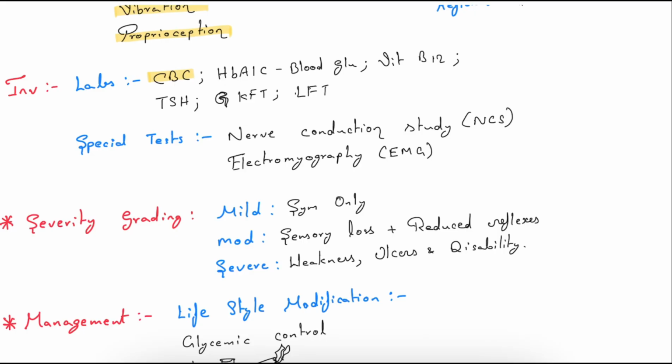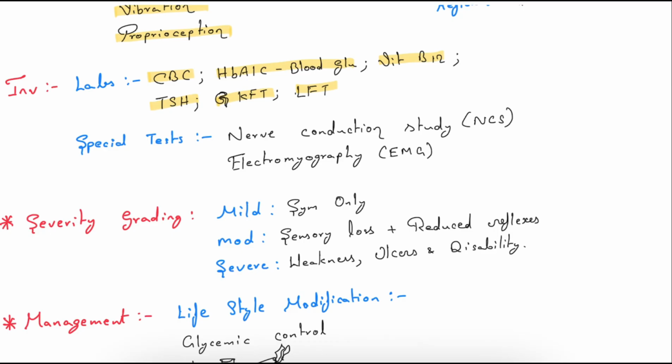Next, HbA1c and blood glucose levels, for diabetes and glycemic control. Next we can look for vitamin B12 deficiency. Next, a thyroid stimulating hormone test to rule out hypothyroidism. Kidney function test for checking kidney disease. Liver function test for checking the liver.